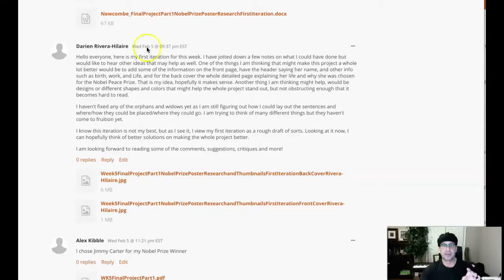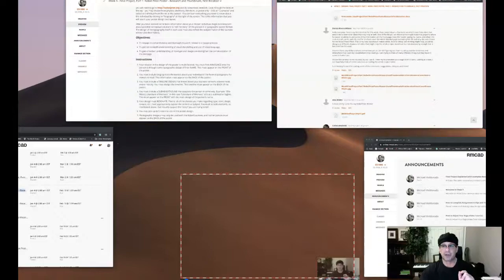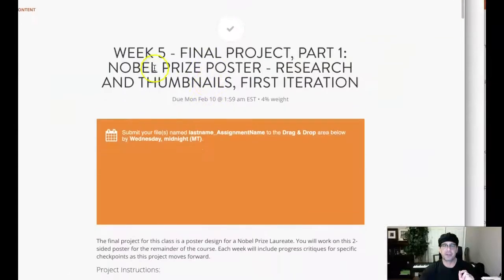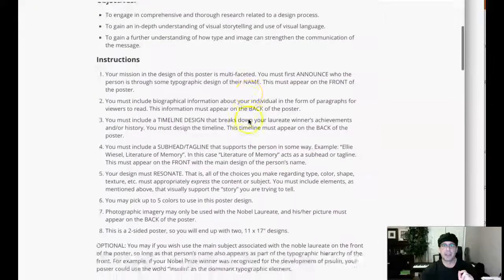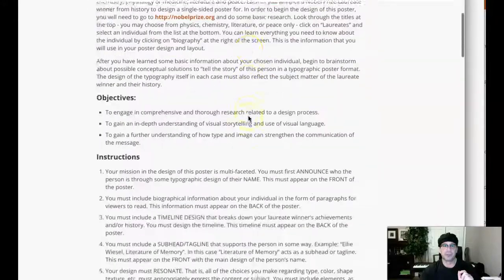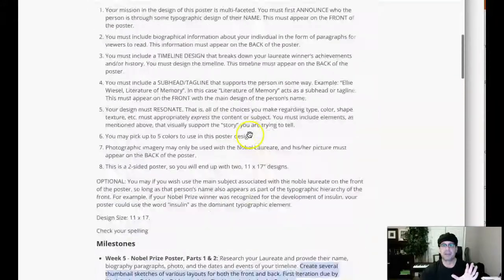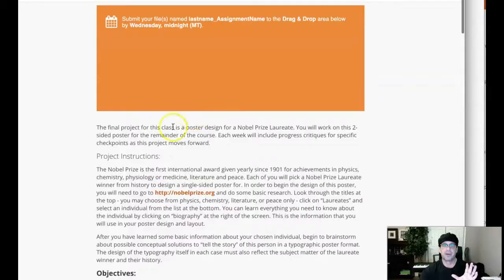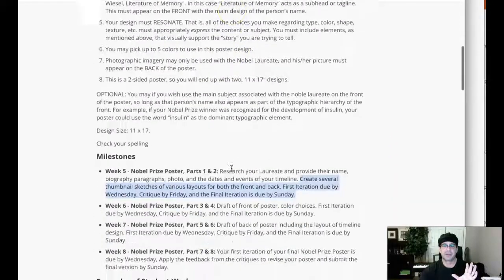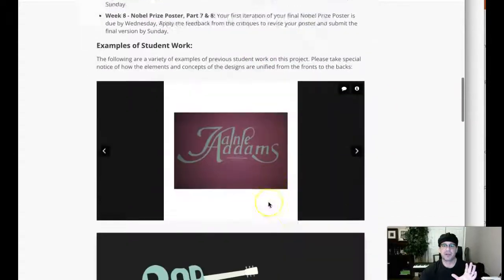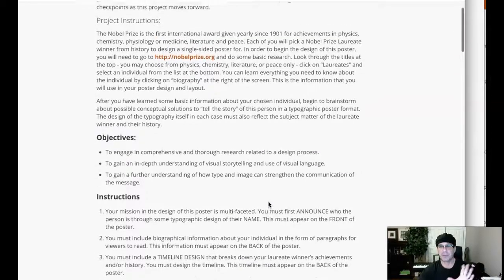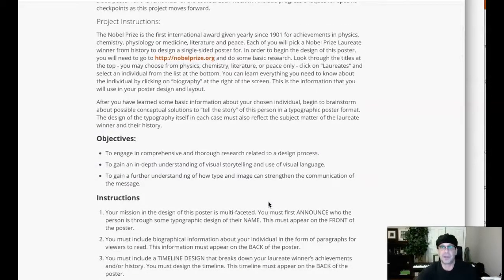The reason I say that is because there's a lot of things that are missing in this presentation. I want to draw your attention right over here to the assignment page, week one final project part one. And this is the part you should really become intimately familiar with: the introduction, the objectives, the instructions, the milestones, as well as the examples. And the reason I say this is because there's a lot of missing requirements. So this is a sketch, okay?